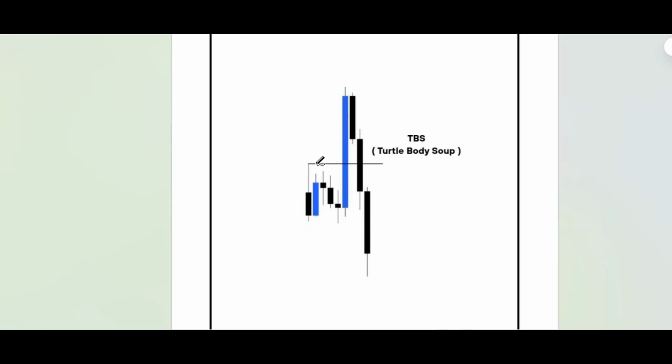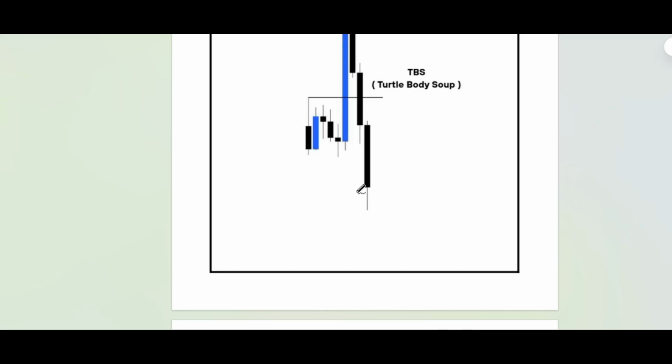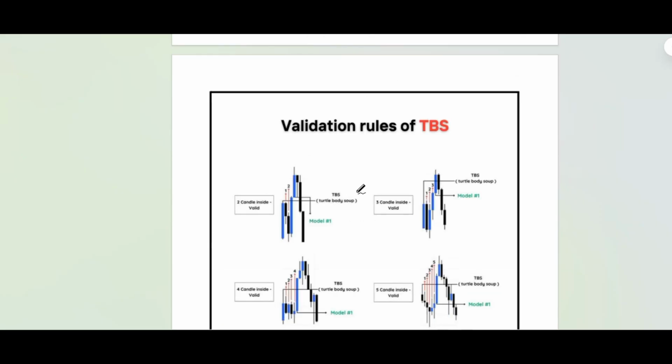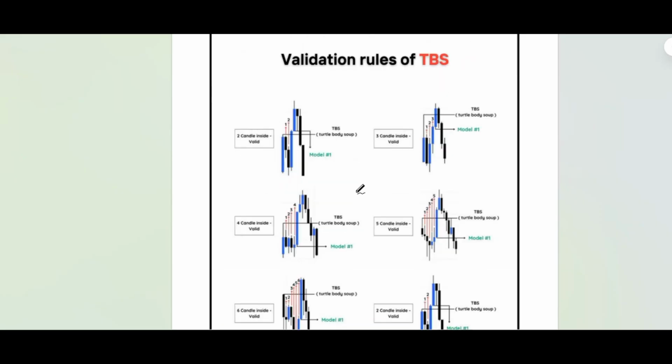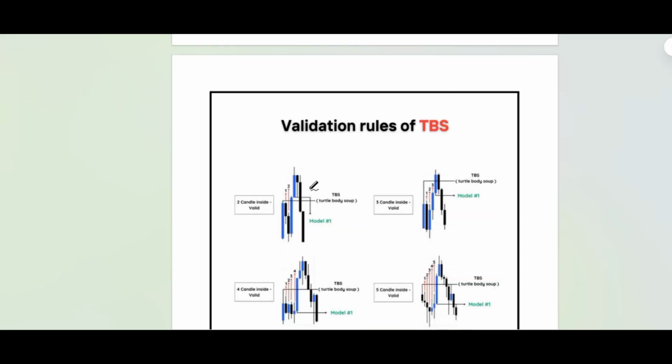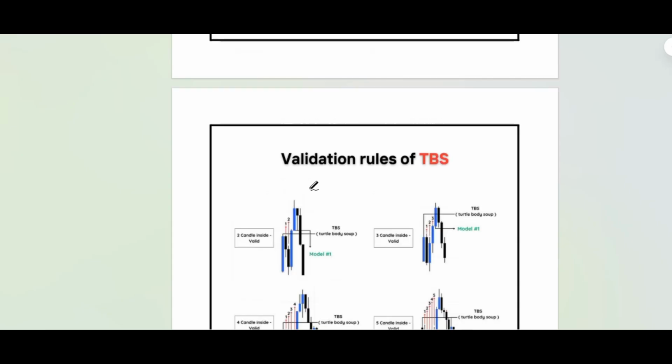So for this case, you can see this is the CRT high. This candle which closed above this CRT high with the body is what we call the TBS, or the turtle body soup. You could go through this one. I'm just trying to skim through it so that you can read for yourself.